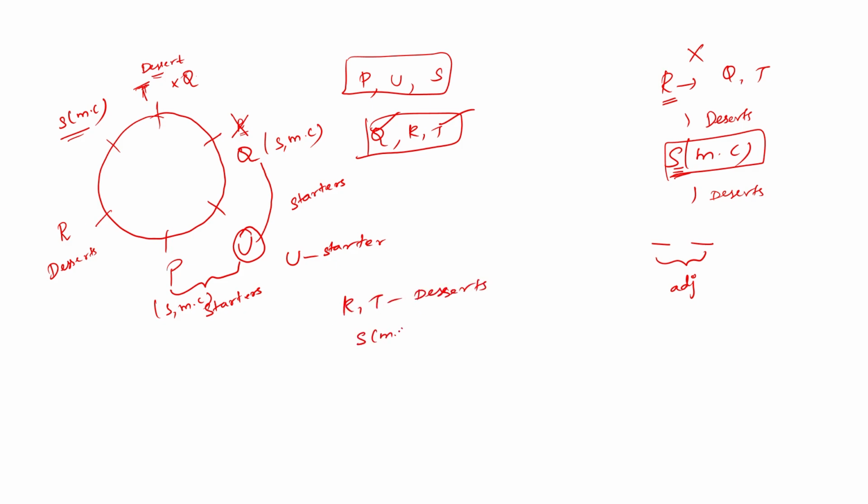S is the main course, as given. U is a starter, because in both possibilities U is the common letter and also a starter. Only these four things are confirmed. The remaining Q and P may be a starter or main course. There are two possibilities for Q and P, and we can't confirm that. Now we'll move to the questions.